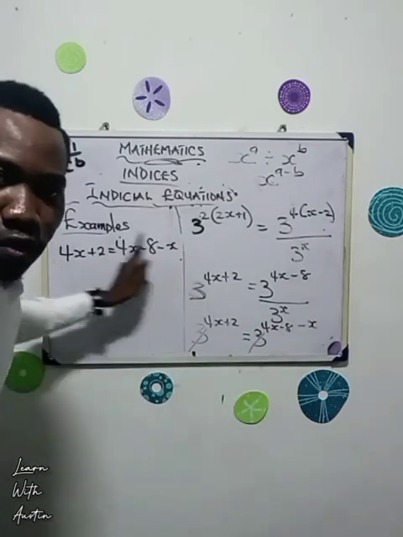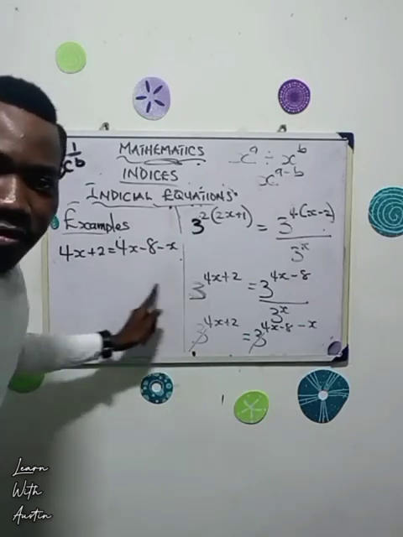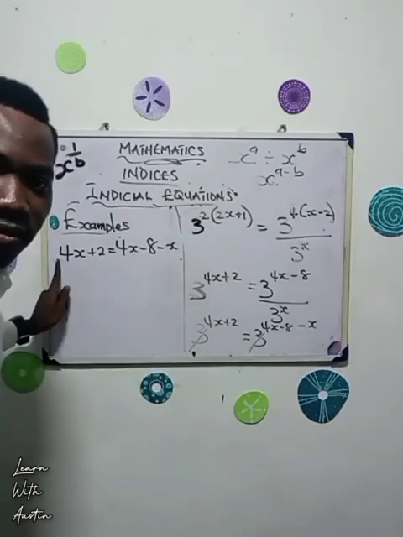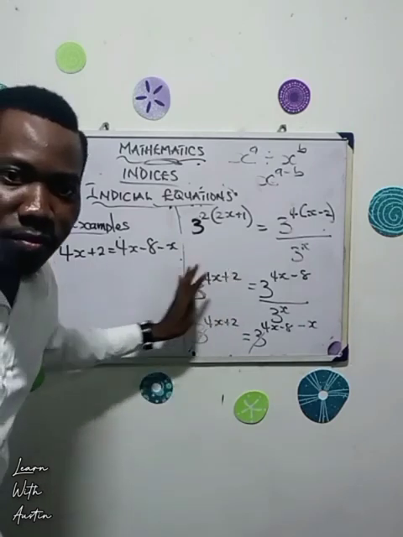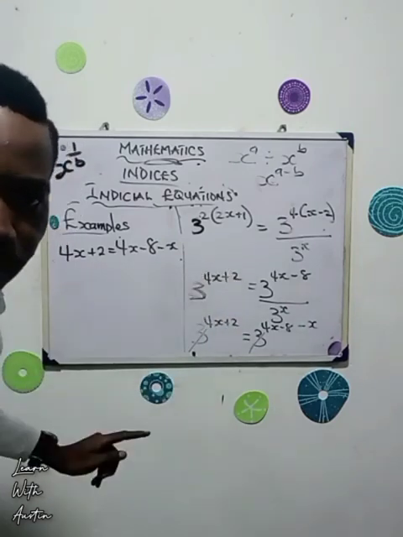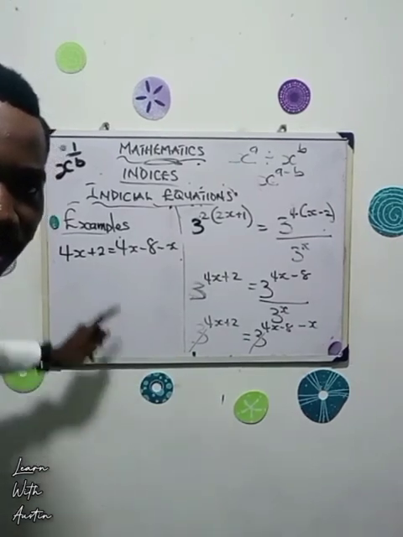So now what are we going to do? We'll have to collect our like terms, right? We'll have to collect the x's together and the constants together, right? Collect like that, exactly. Yeah, thank you very much.